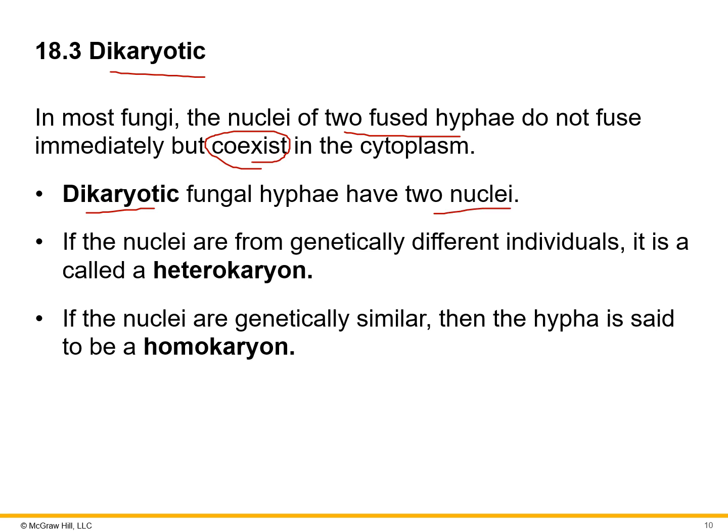If the nuclei are from genetically different individuals, like two different types of molds or fungi, that is called a heterokaryon, so hetero meaning different. If the nuclei are genetically similar, from two of the same types of fungi in those hyphae, then they're called homokaryons. So again, dikaryotic just means there are two nuclei. Whenever those fuse together, they both had their nuclei, and now they're both in this same fused cell. If they're from similar individuals, homokaryon, different, hetero.